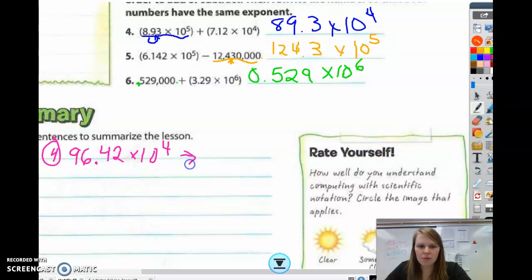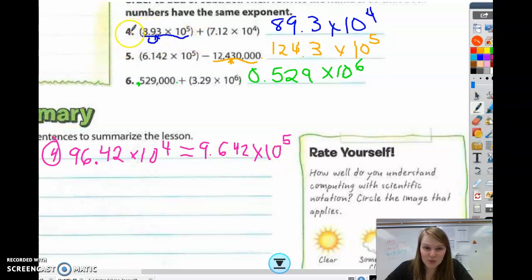I'm gonna put our answer over here. I guess I could do an equal sign. It is math class after all. So I'm gonna say 9.6 times, oh sorry, 9.642 times 10 to the, what did we do? Fifth power. To the fifth power. Okay. That's what the answer would be if you did this whole thing, I think, in your calculator.